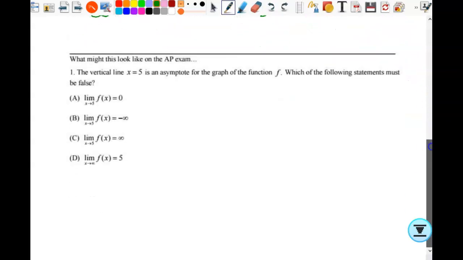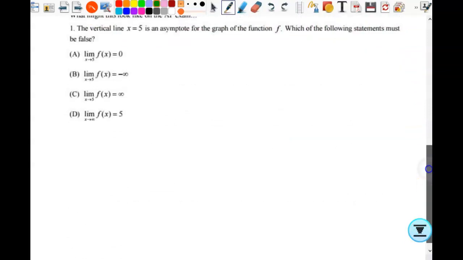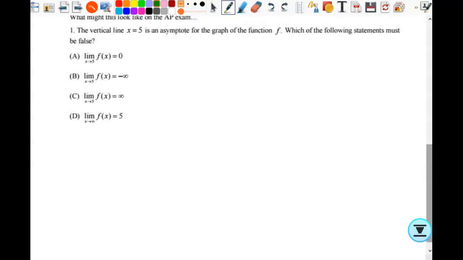We have time for this last one. We'll talk through it together. So we have a vertical line. X equals 5 is an asymptote for the graph, okay? So I'm a visual person. I got to think, okay, here we are at 5. Probably shouldn't be the same color. So the limit as x approaches 5 is 0.